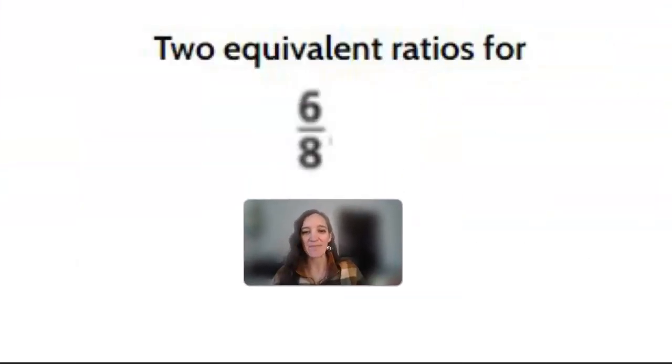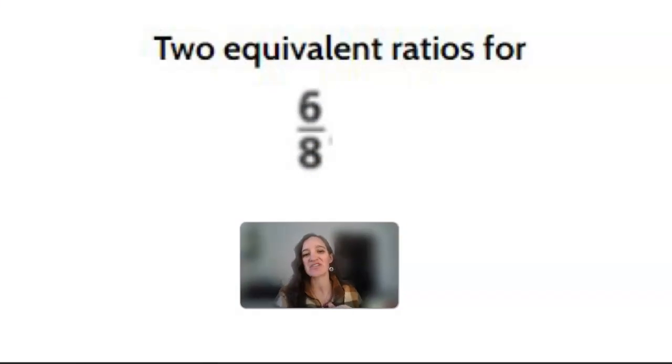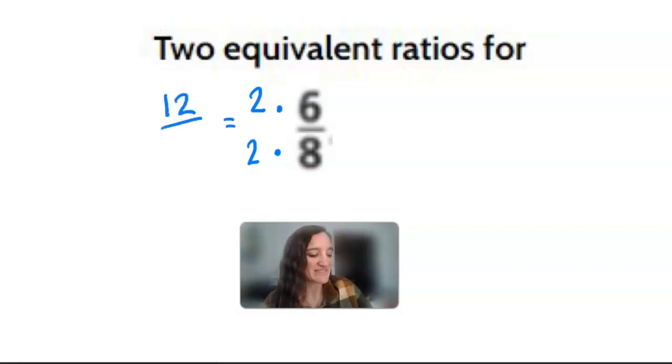Okay, so let's practice that. Let's figure out two equivalent ratios for 6 to 8. Well, like I said, we can times by the same amount. If you want to double it, times it by 2. If you want to triple it, times it by 3, right? If we double it, that would give us a ratio of 12 to 16. And that means that they are equivalent to each other.